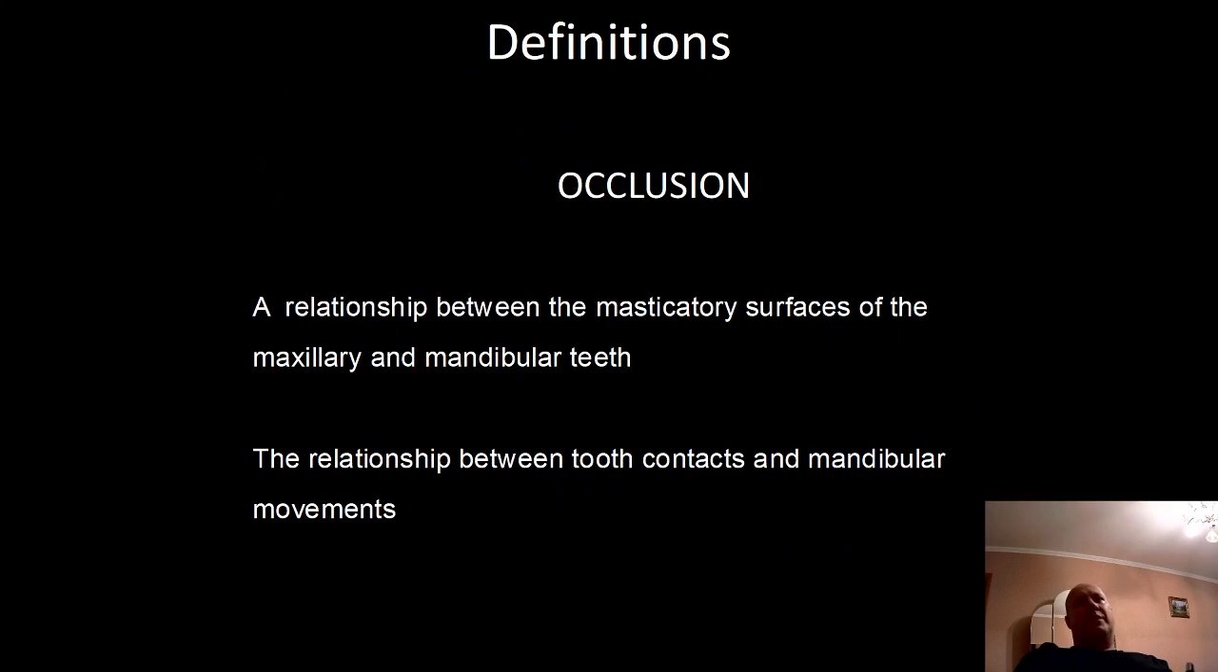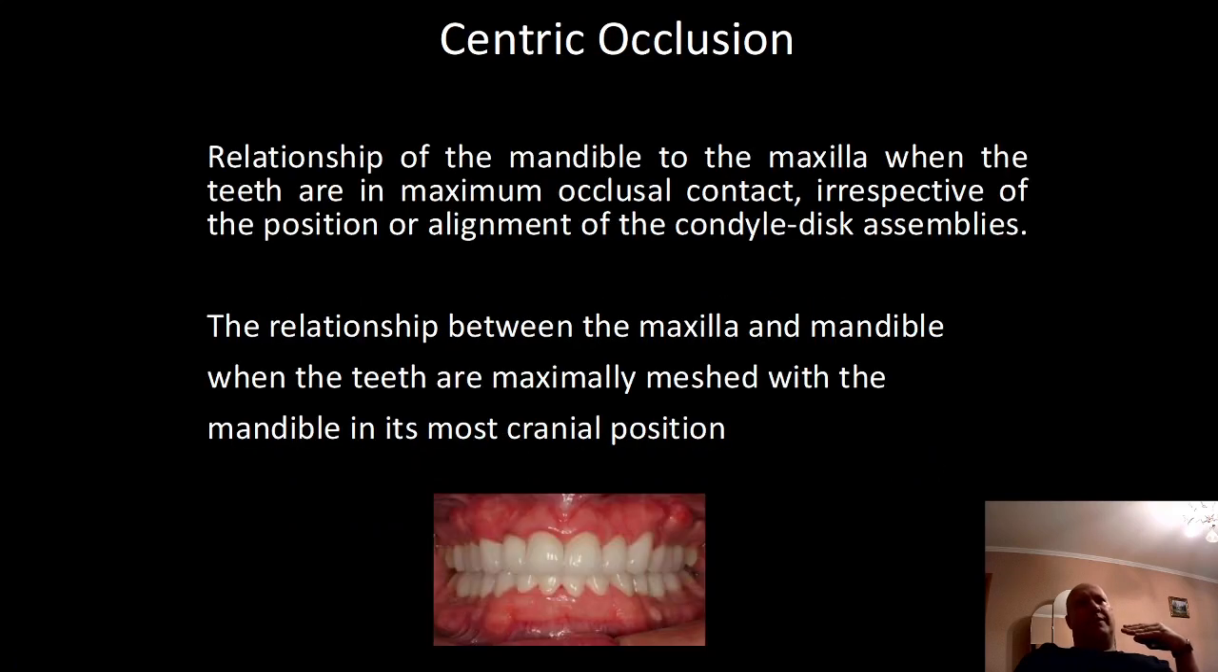The definitions. The first is occlusion. This is a relationship between masticatory surfaces of the maxillary and mandibular teeth. It's called a relationship between two contacts and mandibular movements.